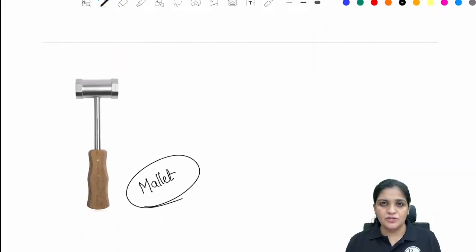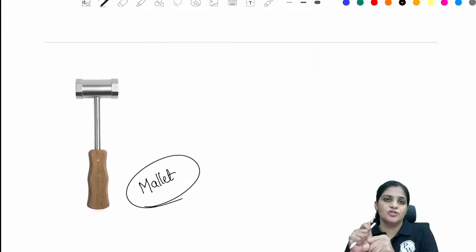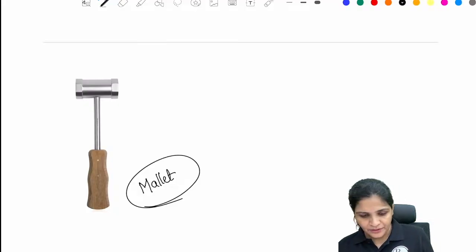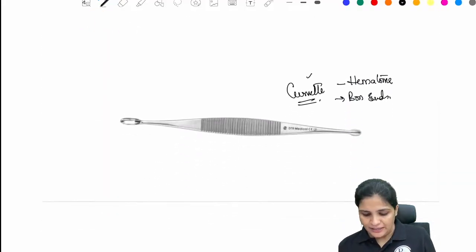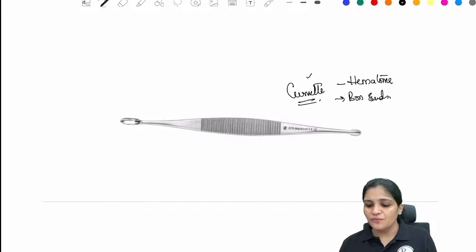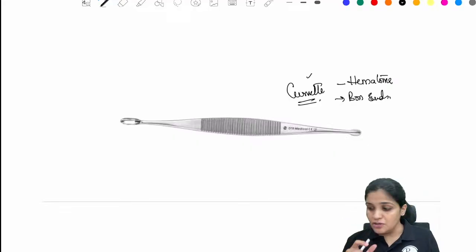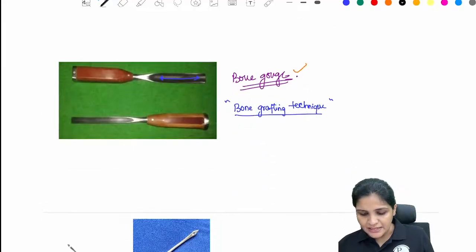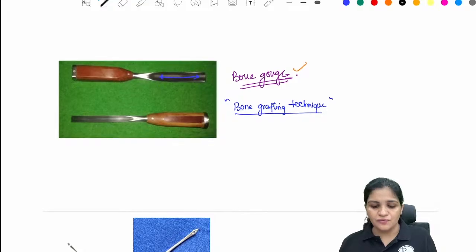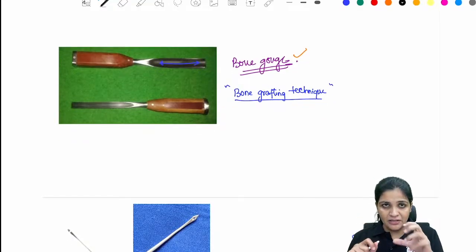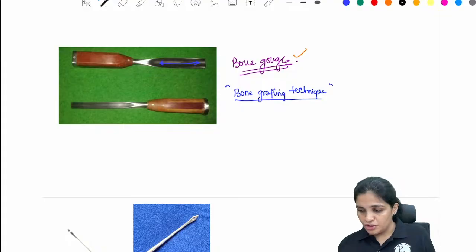This is the mallet. For chiseling and for the osteotome, you have to use the mallet so that you can break the bone, right? And then this is your curette. Curette is for removing all the hematoma, clearing the fracture ends, or removing the tumor. So this is your curette which we use, right? And this is your bone gauge. This is for bone graft. Once you want to collect the bone graft, then you can use this bone gauge.